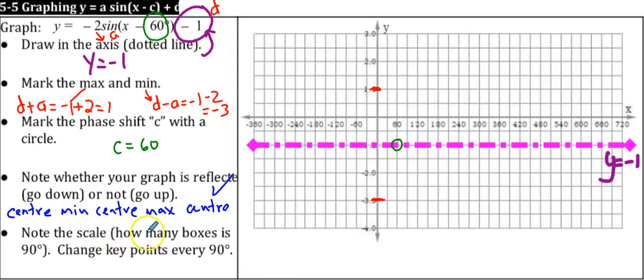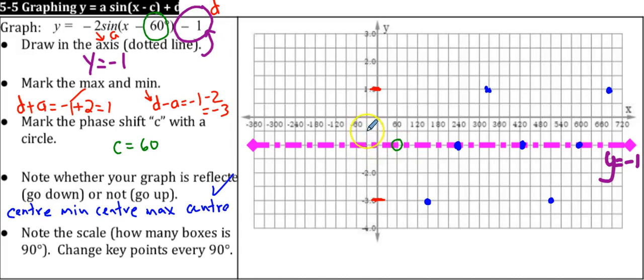And lastly, note the scale. And remember that you've got to change your key points every 90 degrees. So 90 degrees is 3 boxes. So from the starting point, 3 boxes, you're going to be at the min. And then 90 degrees later, 3 boxes, you're going to be back at the center. And 90 degrees later, 3 boxes, you're going to be up at the max. And 90 degrees later, 3 boxes, you're going to be at the min, or at the center. And continue: 3 boxes, min, 3 boxes, center, 3 boxes, max, and continue it to the left as well.